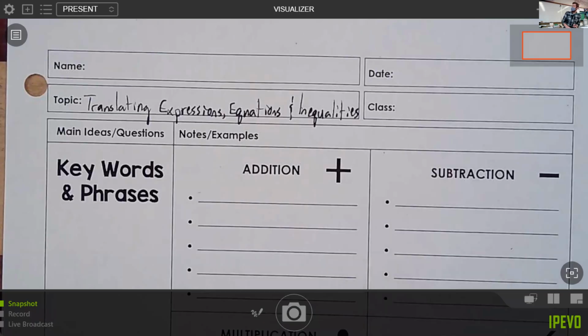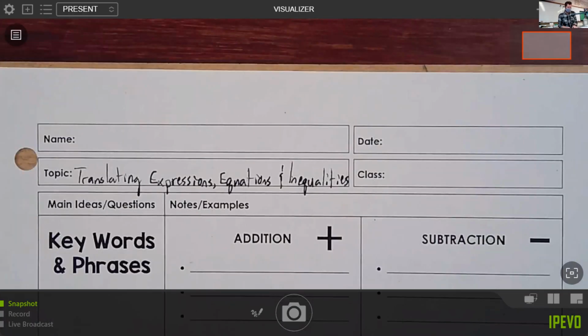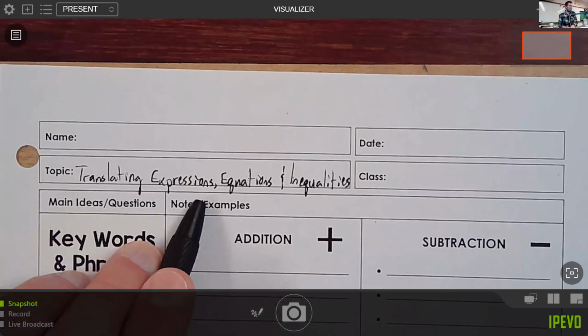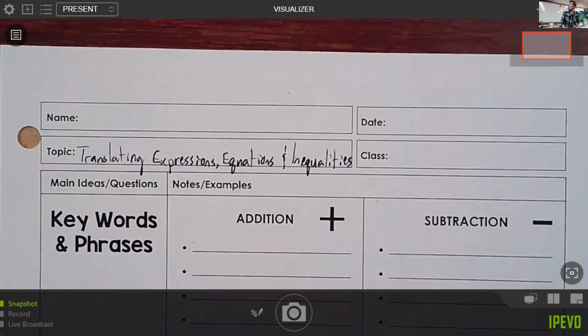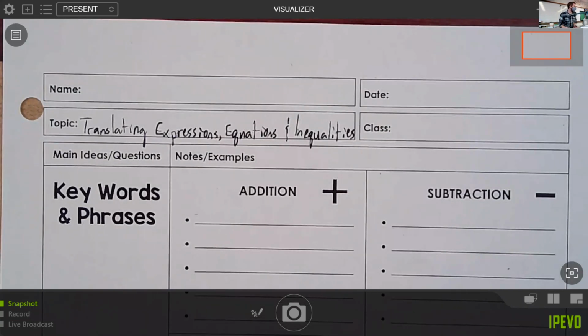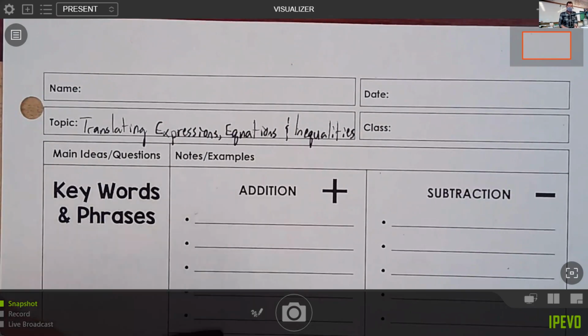So again, a bit of a long title today, translating expressions, equations, and inequalities. There's going to be basically 3 distinct sections of today's notes. We're going to have expressions, we're going to have equations, we're going to have inequalities. And so what I'd like to do first is just build up a word bank of words or phrases that mean each of these things here.